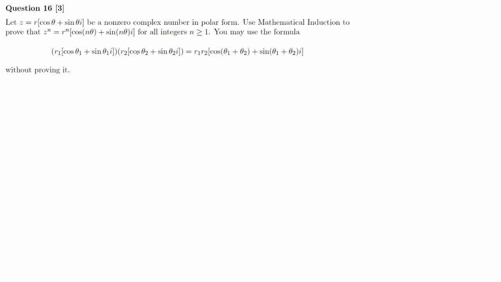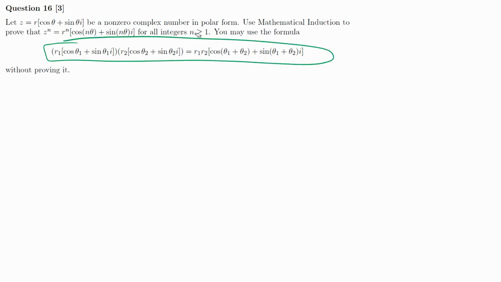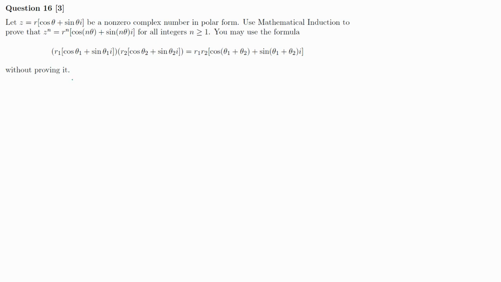So now, question 16. Let z be equal to this, a non-zero complex number in polar form. Use mathematical induction to prove this, for all integers n greater than 1. You may use the formula this. So this is quite actually a cool formula to use. So we need to use mathematical induction to prove this, but we can use this formula without proving it. So we need to prove this.